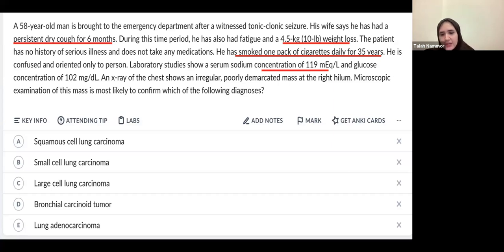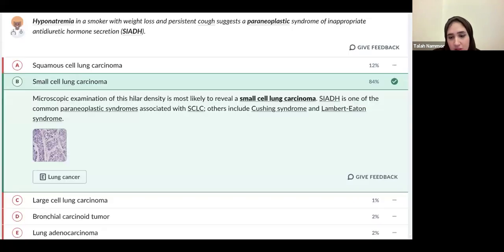Squamous also has paraneoplastic syndrome. Yeah, but does it have the ADH specifically or something else? Because I think it's something else. I think squamous cell lung carcinoma causes hypercalcemia, right. Here we are talking about hyponatremia. Yeah, did you get me?